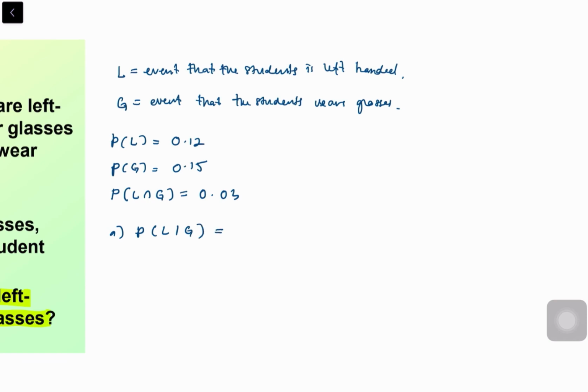So this will be equivalent to, using the formula of conditional probability, P(L ∩ G) over P(G). Okay, so this equals 0.03 divided by the probability of G, which is 0.15. After calculating this, you're supposed to have 0.2.